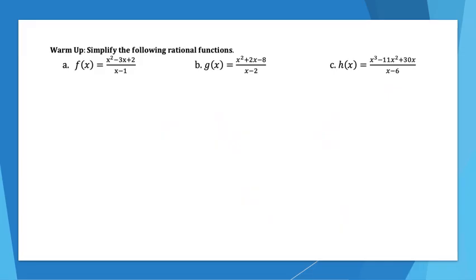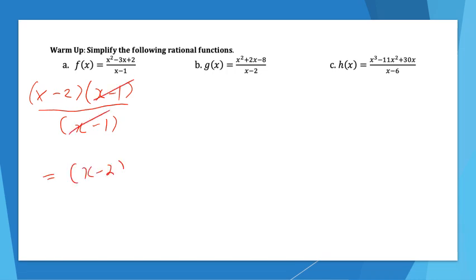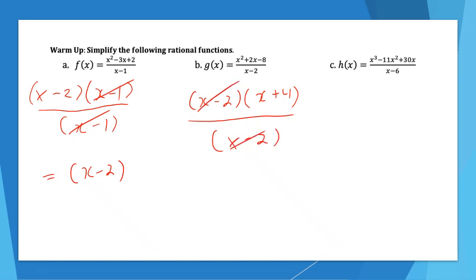All right, so I know we just did our bell ringer, but a good warm-up is simplifying the following rational functions by factoring and then canceling. So taking a look here, we have f of x equals, and then let's factor. So x minus 2, x minus 1 over x minus 1. We can cancel those, and we're just left with x minus 2. Here, if we factor this, we have x minus 2, x plus 4 over x minus 2. We can cancel those into an x plus 4.